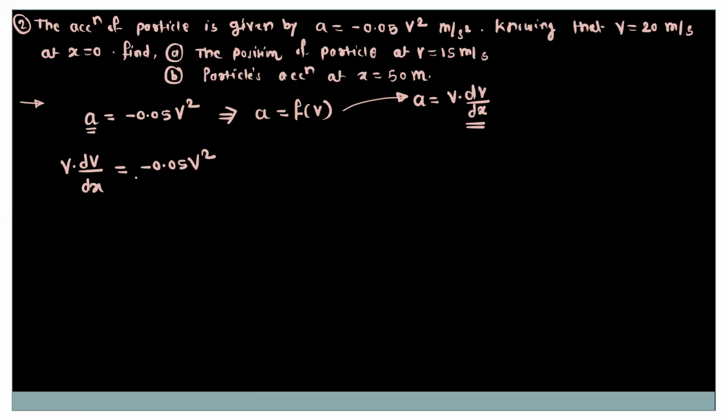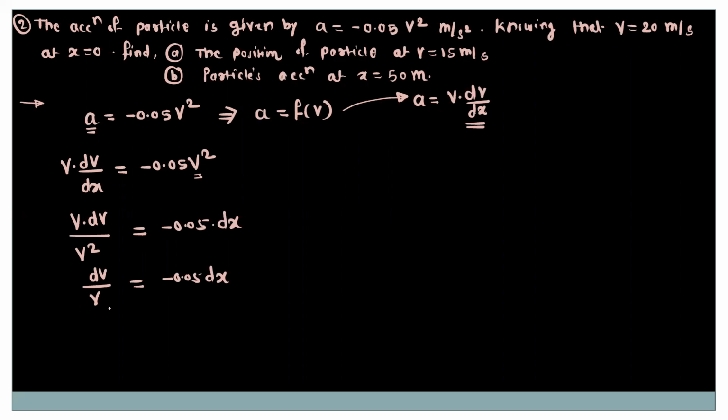Finally, to get an equation for velocity, we have to cancel out the differentiation. That means we have to integrate this equation. Before integration, just rearrange the terms. We can write this equation as v dv, taking this v² in the denominator, v², equal to -0.05 dx. So this is equal to dv upon v equals -0.05 dx.